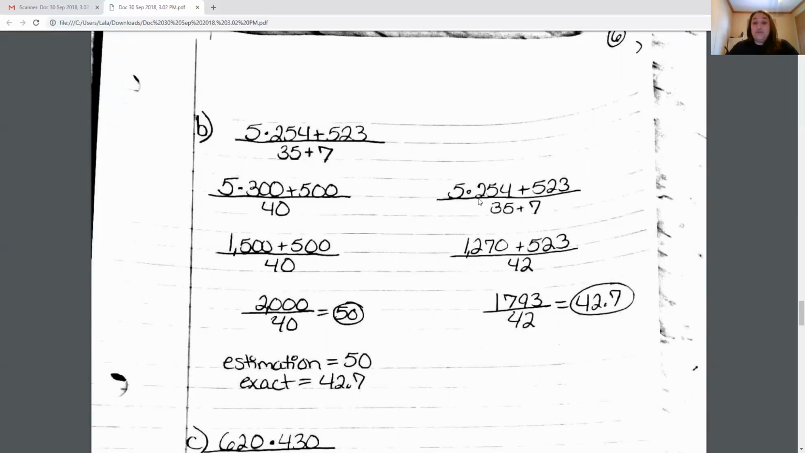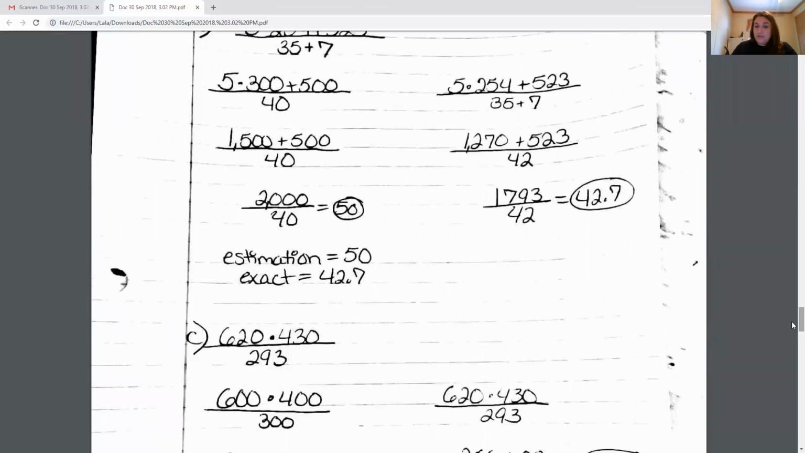So 5 times 254 plus 523 divided by 35 plus 7 is our original problem. So 5 times 254 is 1,270 plus 523 divided by 42. So 1,270 plus 523 gives us 1,793 divided by 42, which gives us the exact number of 42.7. Now there's a little bit of a bigger difference between our exact number and our estimation on this one compared to the first one, but not by too much, just 7.3.